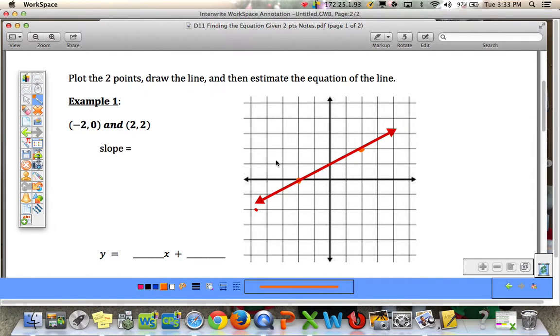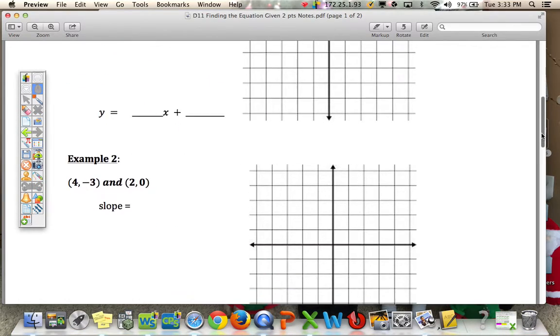So our slope, again, we can either use slope formula or we can count rise over run. If we count rise over run, we're going up 2 over 4. So our slope is 2 over 4, and that reduces to 1/2. So we have y equals 1/2 x, and the y-intercept is 1. Let's do one more by graphing, and then let's do it without graphing.